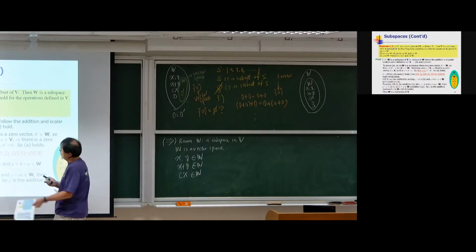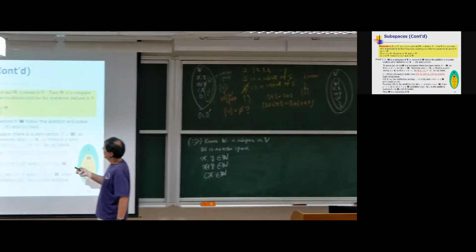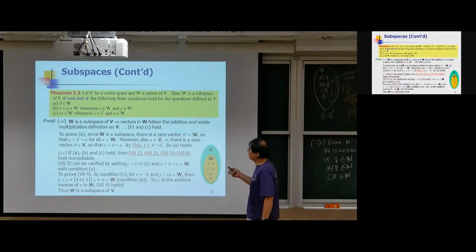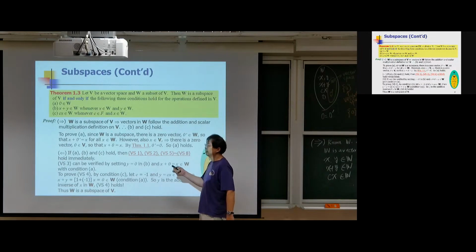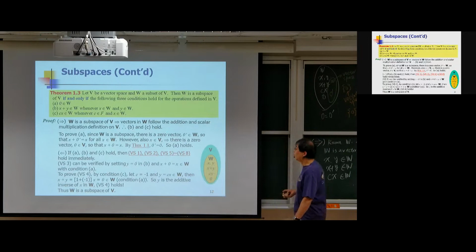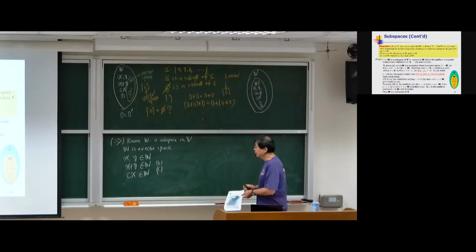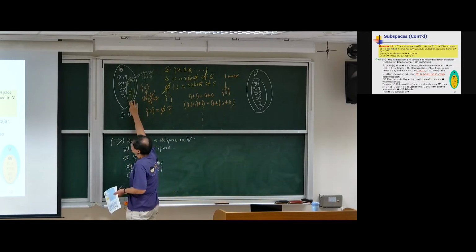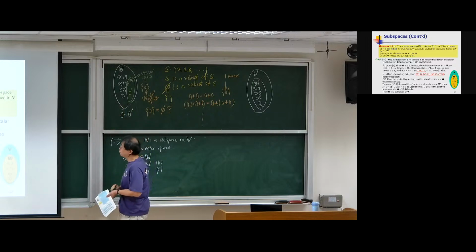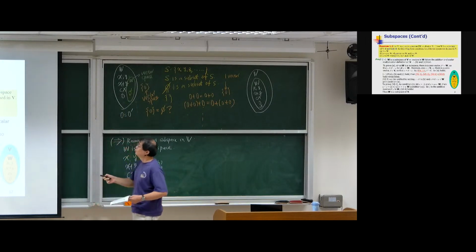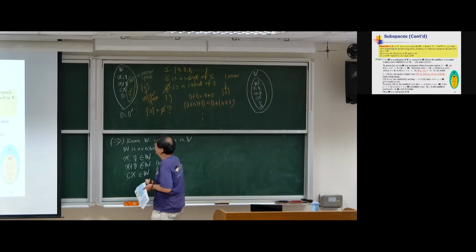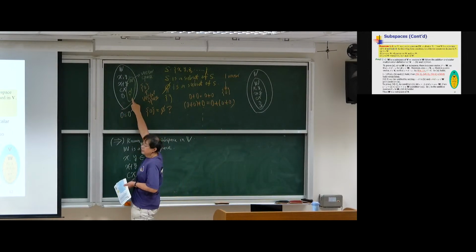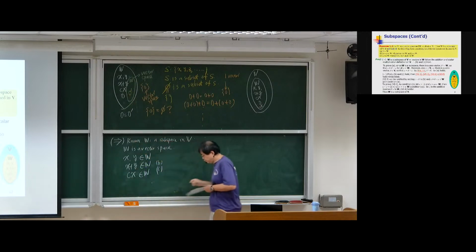So B and C: here W is a subspace of V, and the vectors in W follow the addition and the scalar multiplication defined in W. Then B and C hold directly. So here B and C have been valid already. But right now we want to know whether 0 prime equals 0. Okay, so we need to prove A, that the 0 vector in V is also in subspace W. So we need to prove it.